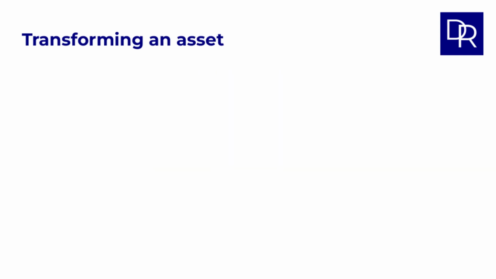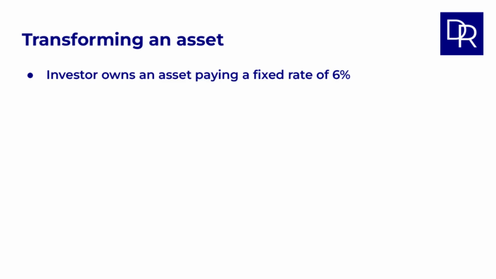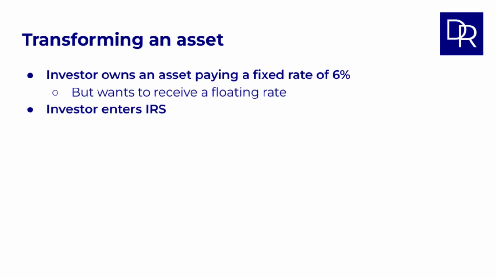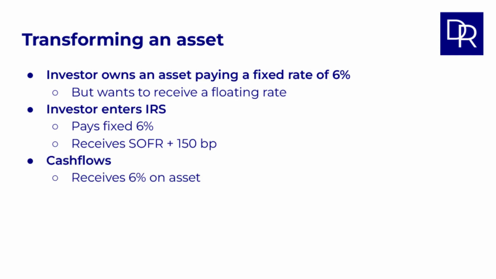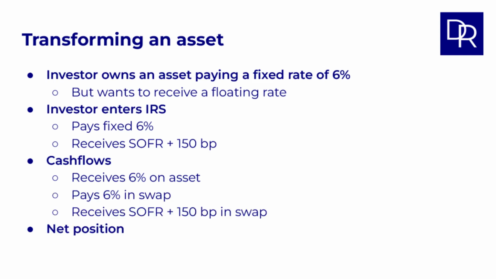Now let's look at transforming an asset. This will work in a very similar way. Let's say an investor has an asset paying 6% but wants to receive a floating rate. The investor can enter a swap where it pays 6% and receives, say, SOFR plus 150 basis points. So the asset paying 6% has been transformed into an asset paying a floating rate of SOFR plus spread.